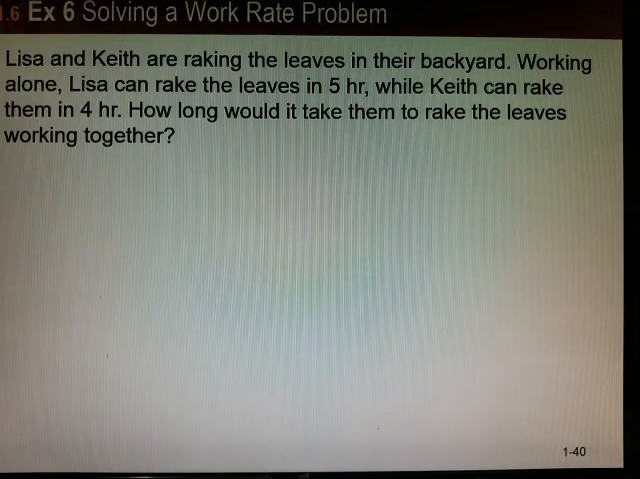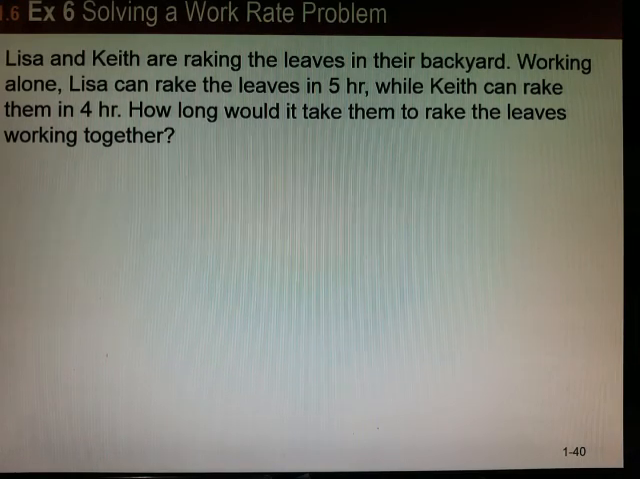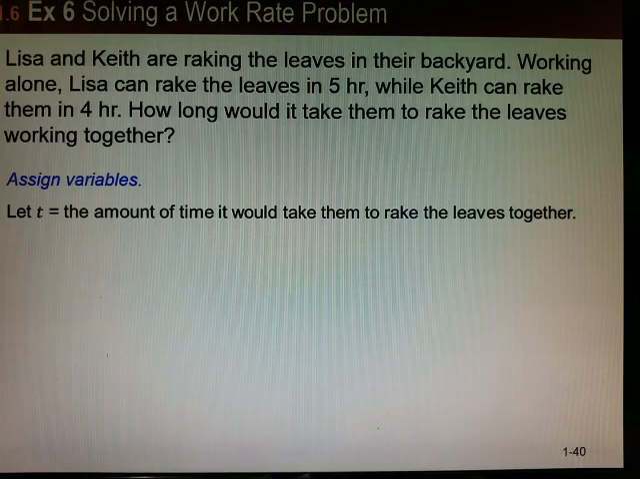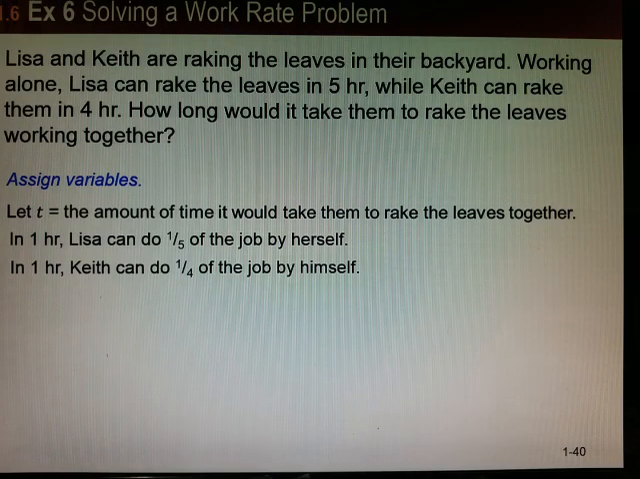So Lisa and Keith are raking the leaves in their backyard. Working alone, Lisa can rake the leaves in 5 hours, while Keith can rake them in 4. How long would it take them to rake them together? So you realize if she takes 5 hours to do the job, then she can rake 1/5 of the yard per hour. See, if it takes her 5 hours total, then what fraction of the yard does she do in 1 hour? So she does 1/5 of it per hour. Keith does it in 4 hours, so his rate would be 1/4 of the job per hour.